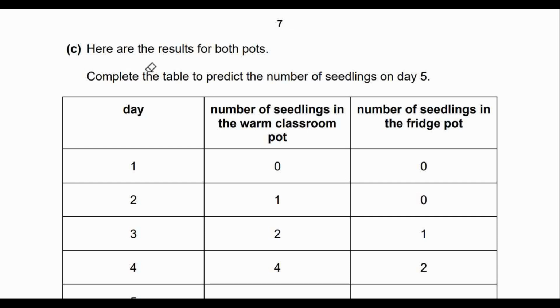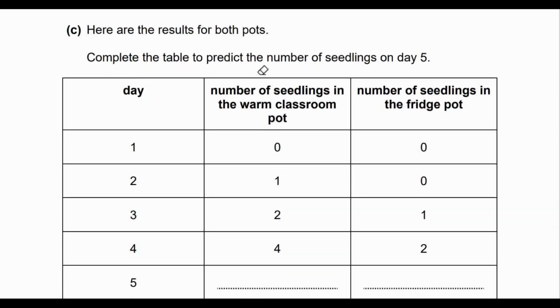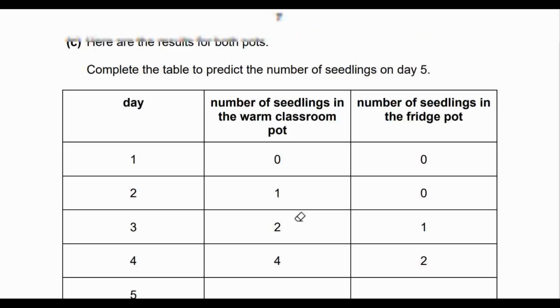Question C. Here are the results for both pots. Complete a table to predict the number of seedlings on day 5. This is day 1, 2, 3, 4, 5. Number of seedlings in the warm classroom pot: 0, 1, 2, 4. Number of seedlings in the fridge pot is 0, 0, 1, 2.